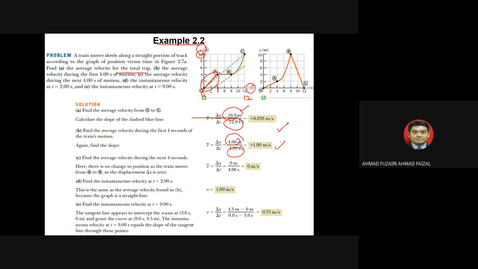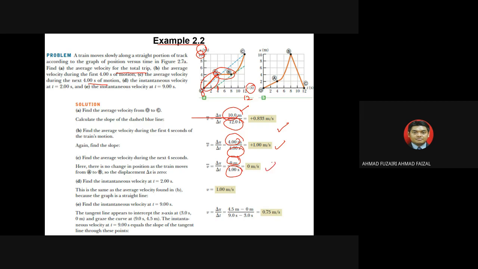And then the average velocity during the next 4 seconds. The next 4 seconds is from A to B. A to B is 4. The position is 4, the final position is 4. So definitely 0 divided by 4 seconds, so you will get 0.